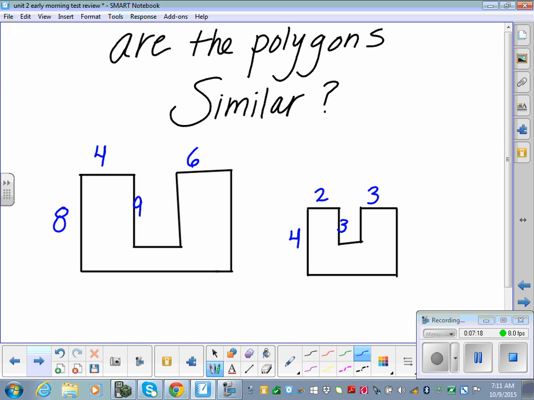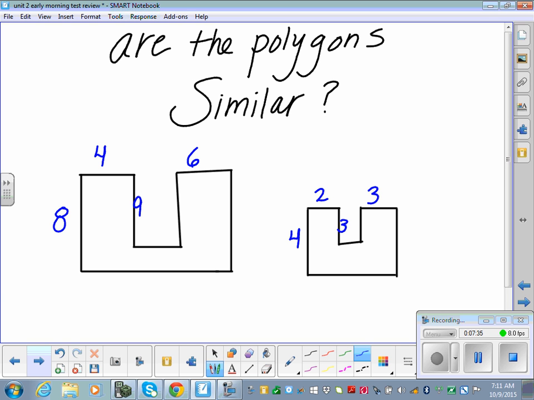Okay, so are these polygons similar? How would we do this one? These are weird shaped polygons, but what do we know about polygons? The ratio, because we're not dealing with angles in this one, are we? So we would set up ratios of corresponding sides and check them all, right? We have to check every single one of them.